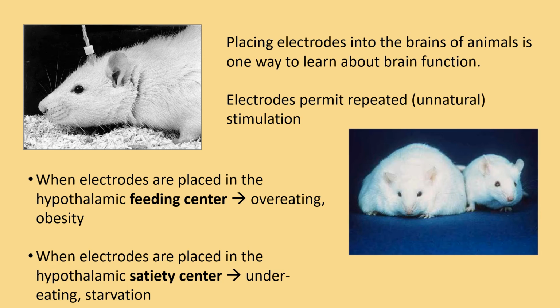So when these electrodes are placed into the feeding center, which is one tiny region of the hypothalamus, and these electrodes are stimulated, it causes the mouse to overeat and to become fat. And when these electrodes are placed into a different tiny area of the hypothalamus called the satiety center, and these electrodes are turned on, this causes the mouse to undereat, and in fact, it will cause the mouse to starve to death.